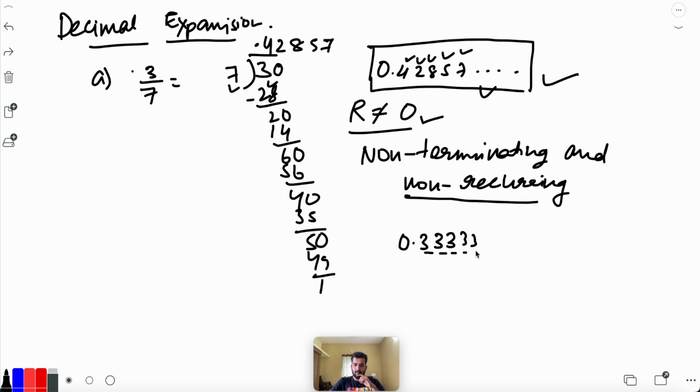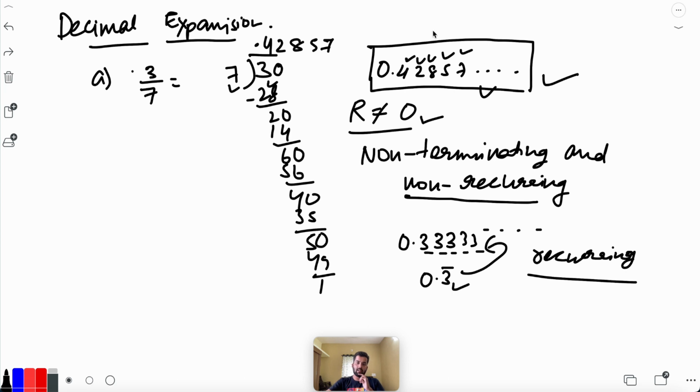If the same number is getting repeated again and again, what does it mean? We put the bar on the 3, because what does the bar stand for? The thing is getting repeated infinite times, right? So if the thing is getting repeated, that means recurring. The same number getting repeated till infinite times means recurring. If the number is not repeated, then it is non-recurring.